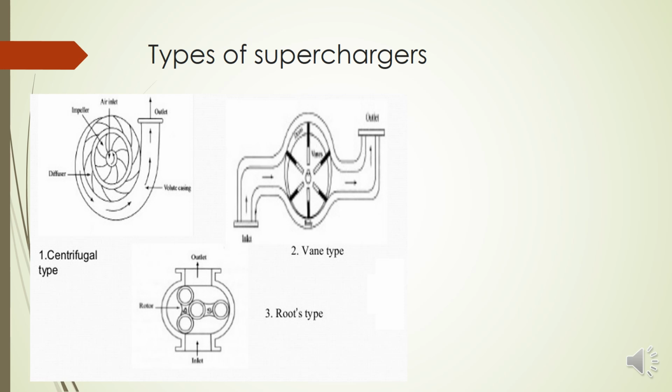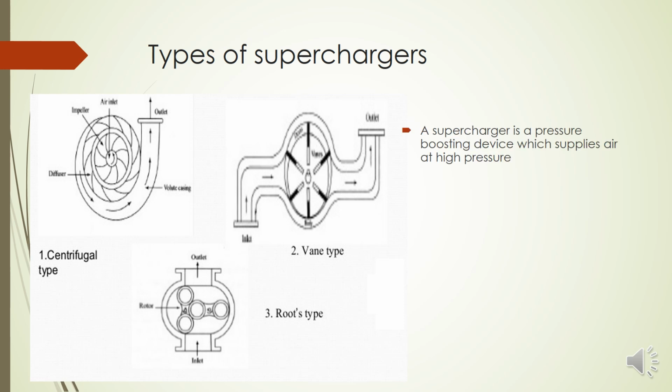Now, the types of supercharger: we have 3 types. First one is a centrifugal type. Similar to a centrifugal pump, you can see the main components are a rotor, around the rotor, then finally a spiral or volute casing whose area is increasing gradually. Air will enter axially and it will go out radially. Here this arrow represents the direction of air.